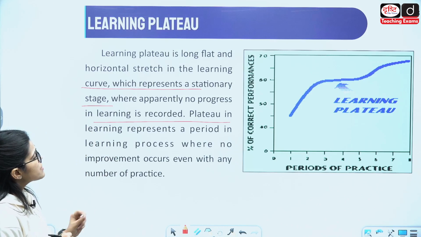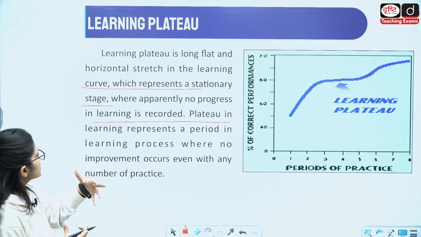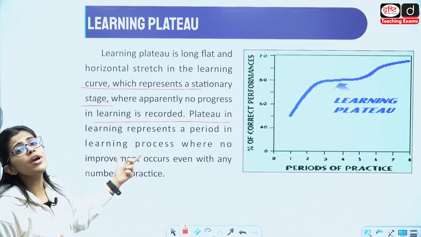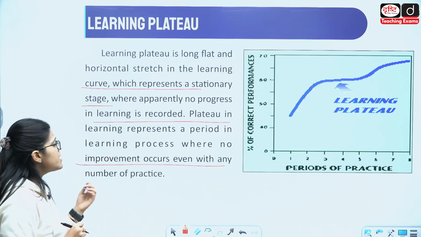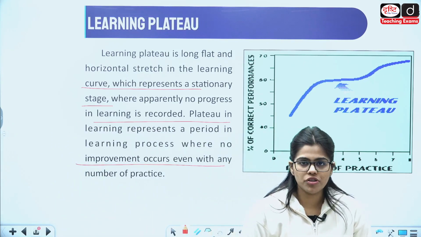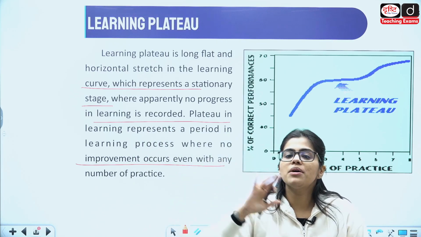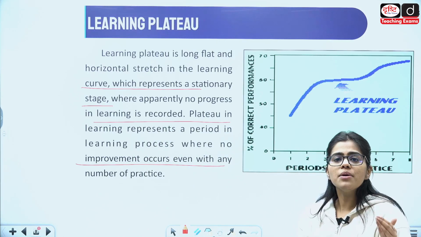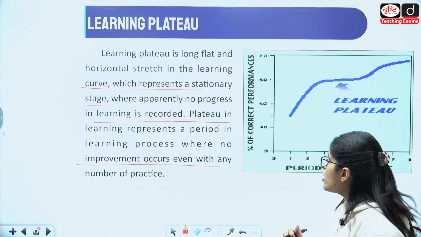So the plateau represents a period in the learning process where the learning shows no improvement. There is no improvement even when the number of participants are increasing and they are also participating a lot. So you are putting a lot of efforts, but you have already reached a particular point. You are studying too much, but you have achieved the point. So it is a point of stagnation where you are not substantially increasing or decreasing.